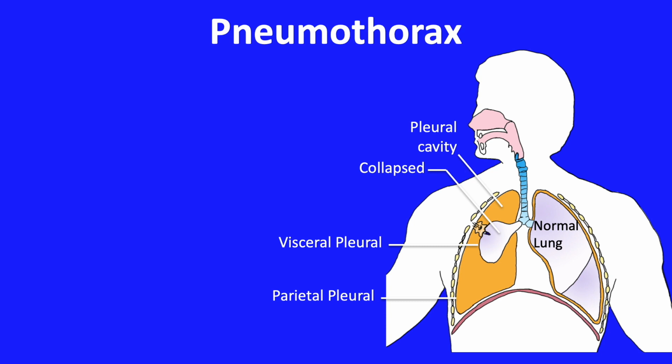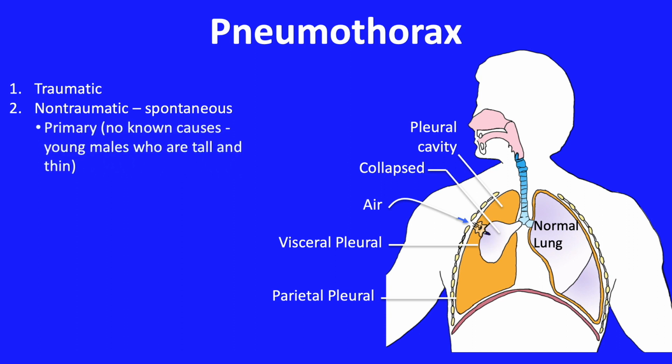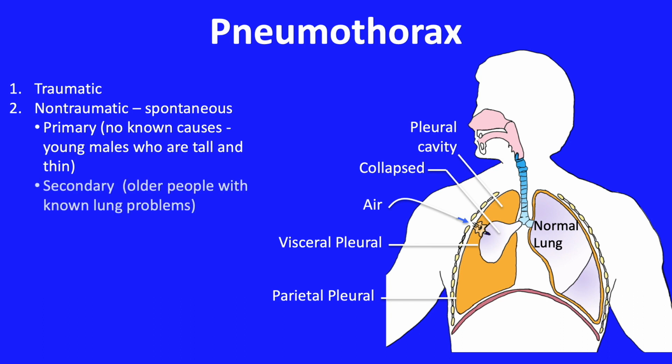Pneumothoraxes are of two types. There's the traumatic type, indicated in the drawing, a bullet piercing the parietal pleura, for example, and the non-traumatic type, or spontaneous pneumothorax. Non-traumatic pneumothoraxes can be primary, with no known cause. Principal examples of these occur in young males who are tall and thin. Non-traumatic pneumothoraxes can also be secondary, and these occur mostly in older people with known lung problems.